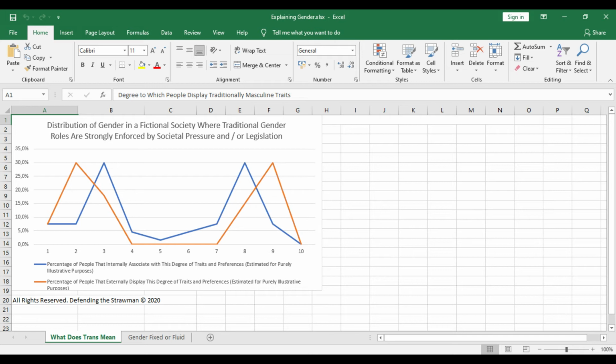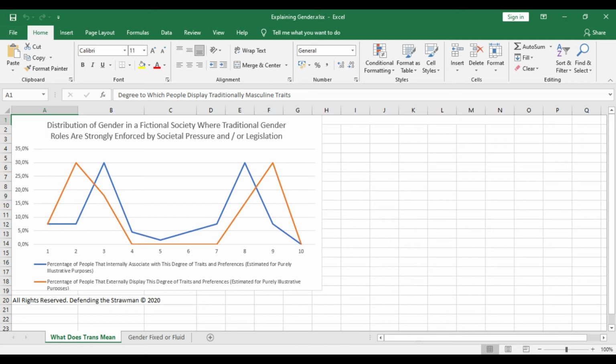Someone who is transgender and experiences dysphoria might, for example, fall at 3 along the blue line, so they internally associate with the traits and preferences that make them a woman, but they fall at 8 along the orange line. So society perceives them as a man because of their primary sex characteristics at birth, reinforced by their secondary sex characteristics throughout their lifetime.